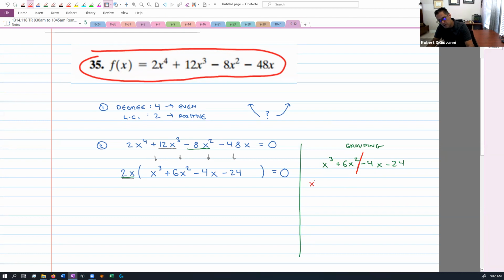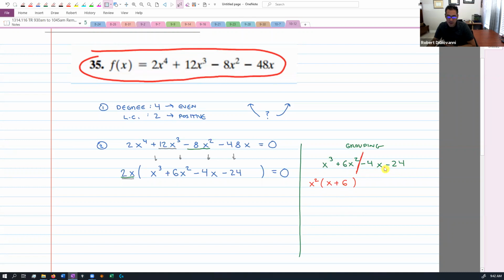If I pull x squared out of those, I have to figure out what I multiply x squared by to become x cubed. I need an x. And then I ask, what do I have to multiply x squared by to get plus 6x squared? So I need a plus 6.